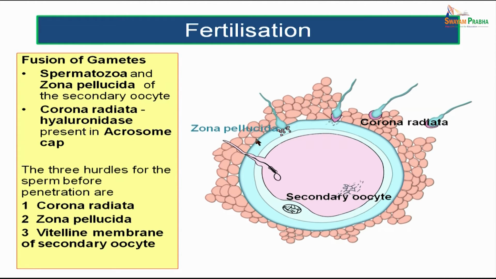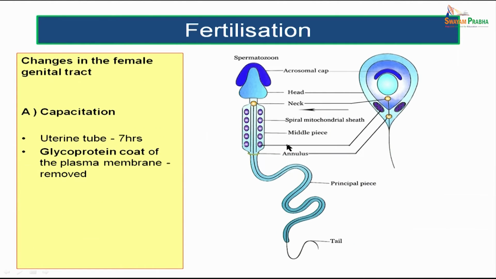After that, you can see the zona pellucida, and only after piercing the zona pellucida, the sperm will be reaching the vitelline membrane of the secondary oocyte. This is the vitelline membrane. So, the changes in the female genital tract.